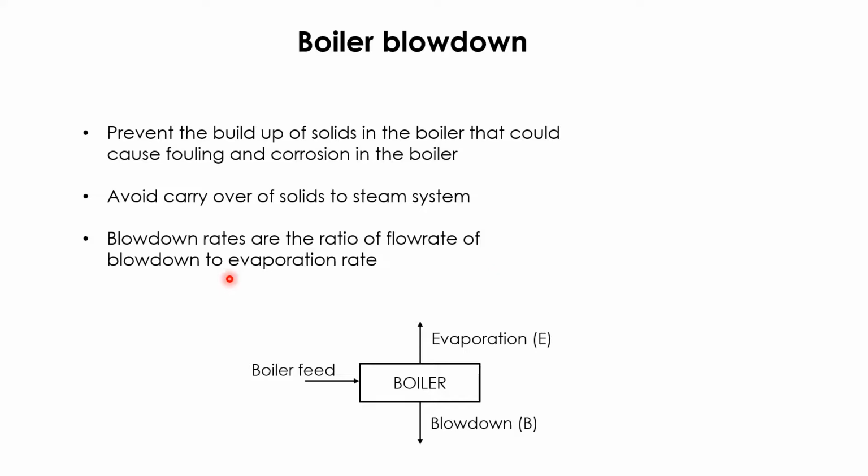And there is a term of blowdown rate. It is defined as the ratio of flow rate of the blowdown to the evaporation rate. So ideally, blowdown rate is really affected by the concentration of the solid that enters from the boiler feed and the limit of the boiler itself, because some boilers can comply with a high concentration of solid, others cannot. So it's really affecting how much the blowdown is. Ideally, we want to have as small a blowdown from the boiler as possible.